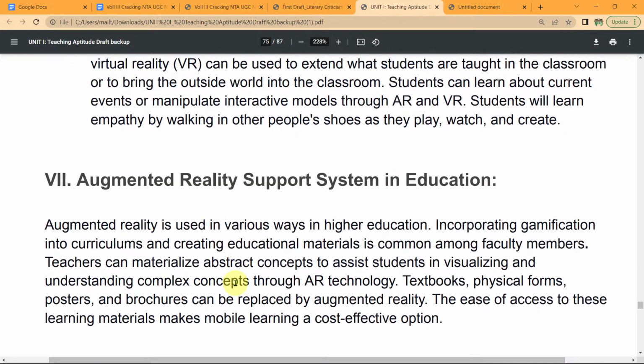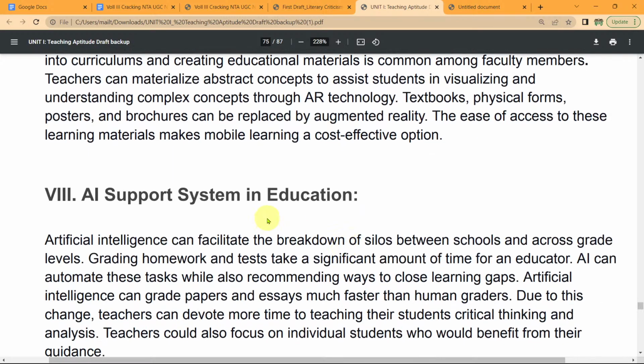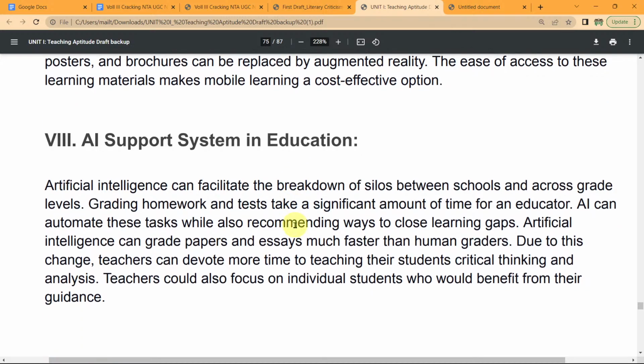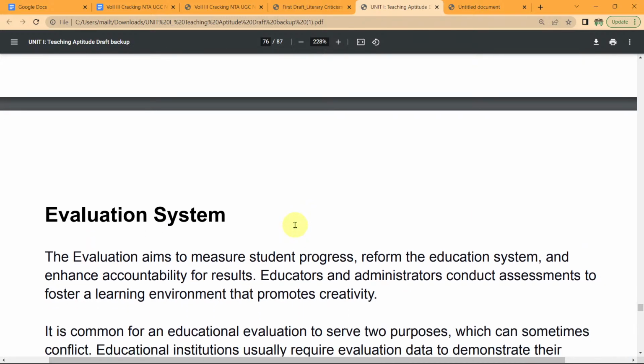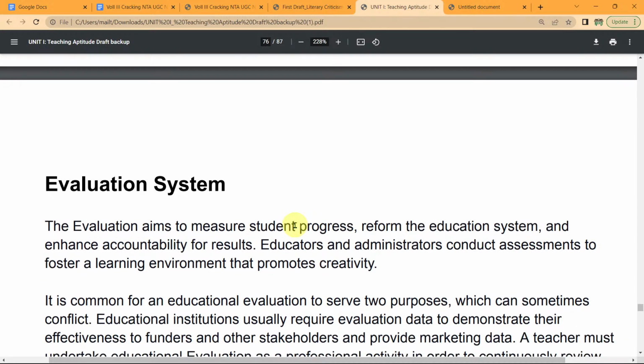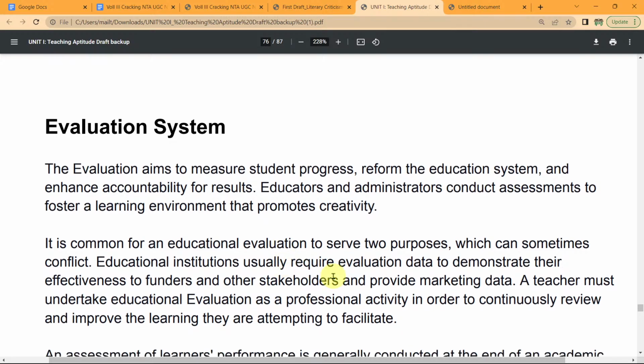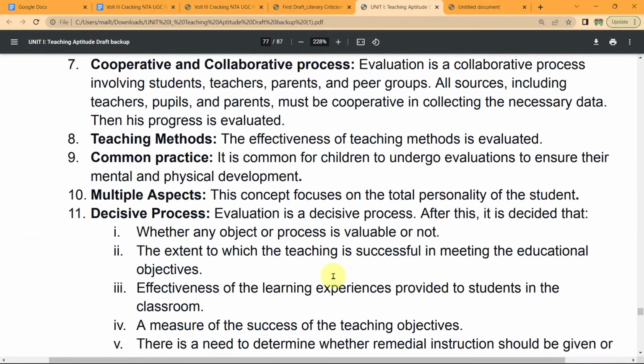Augmented reality is simple, is used in various ways in higher education, incorporating gamification into curriculum and creating educational material. So anyway, AI also these days people are using AI, artificial intelligence. And again now evaluation, which is the last part of our lecture, and we are already 1 hour over. We'll just quickly try to finish this, and it's very important. 1 question you are getting from that.